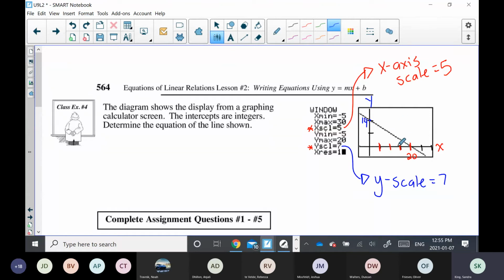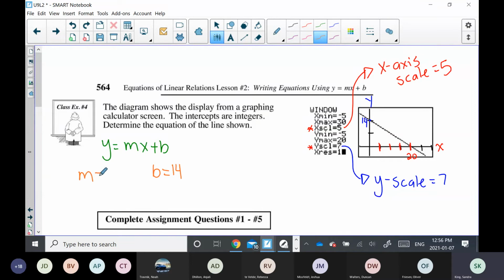So from here, can you come up with the equation of this line? We should be able to do that. I'm going to show you 2 different ways that we could do it. So y is equal to mx plus b. We know that b is the y-intercept, that's my b value. So my b value or my y-intercept is 14. So I know that it is mx plus 14. Now we just need to figure out the slope.